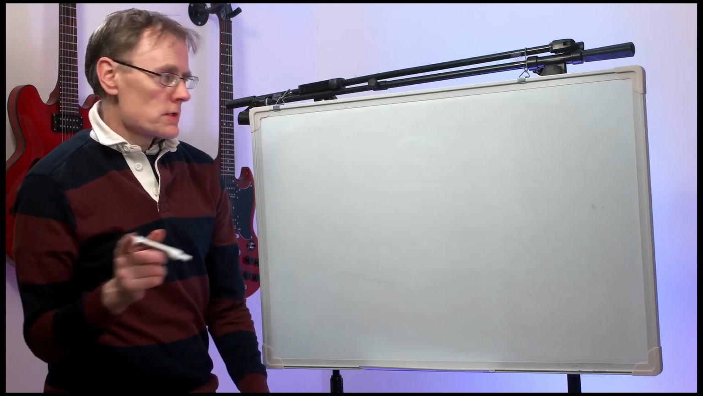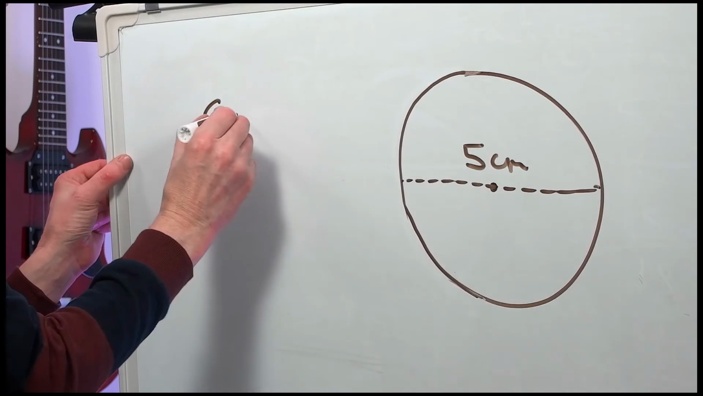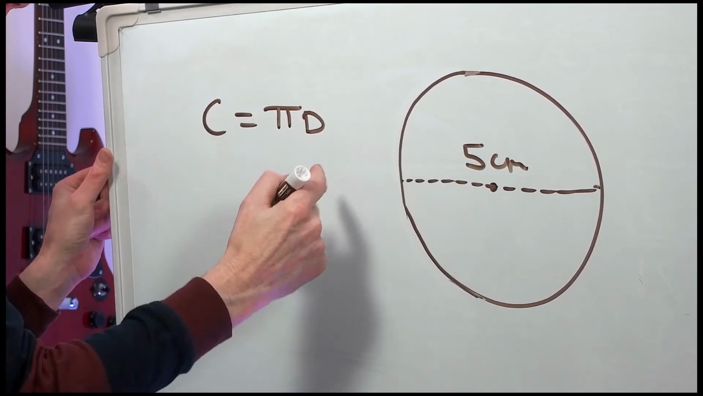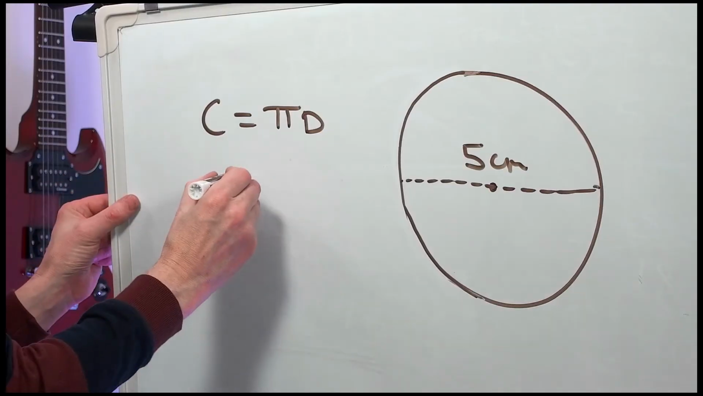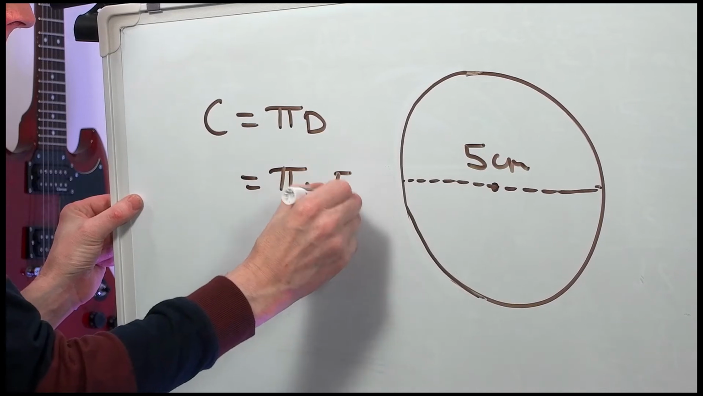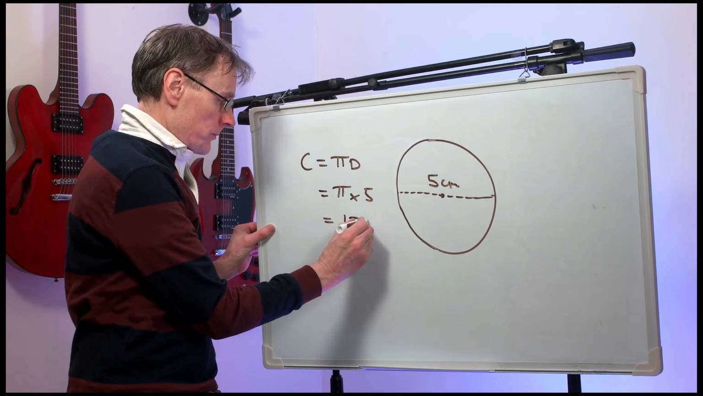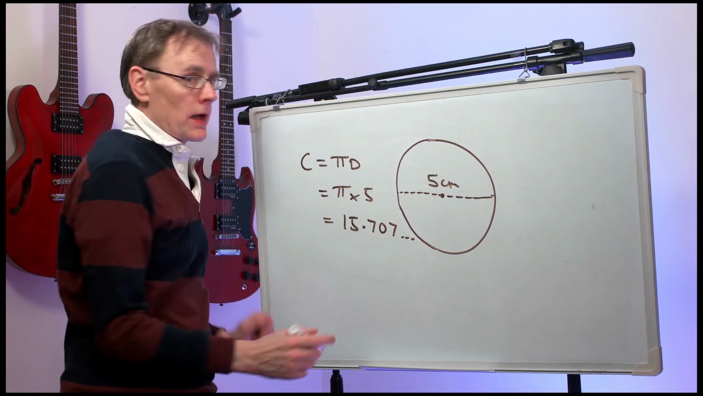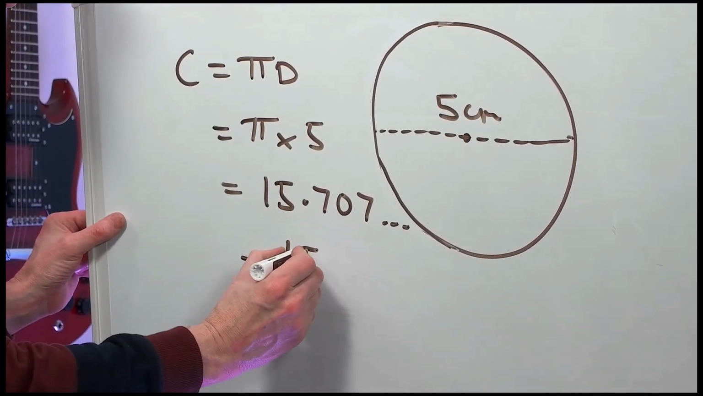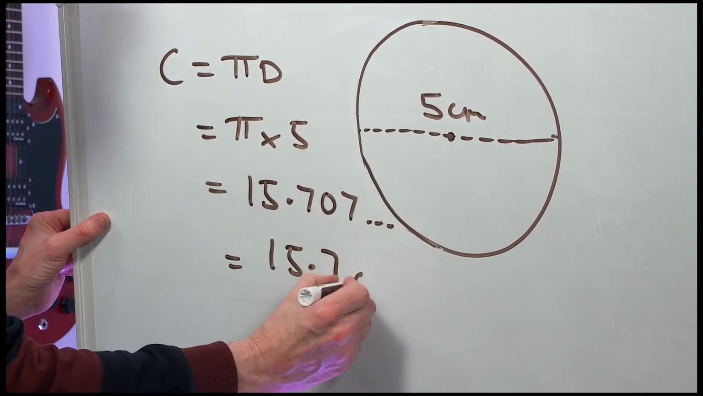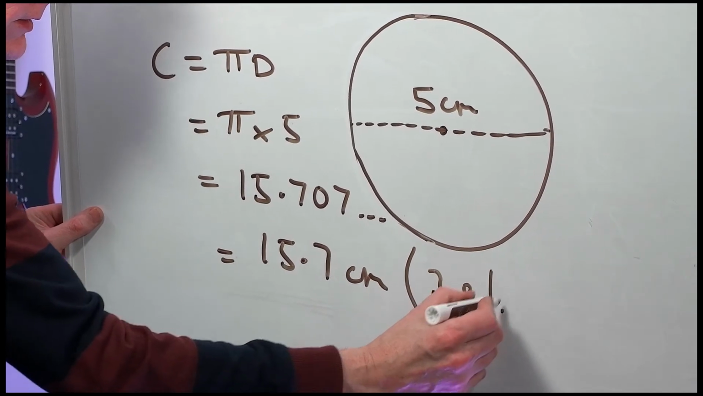Now here's another circle. We want to work out the circumference of that circle. So C equals pi d. Pi times the diameter, about 15 centimetres. That's pi times 5 equals 15.707. Again, that's too accurate, so let's round it off to 3 significant figures. That's 15.7 centimetres, and we should say to 3 significant figures.